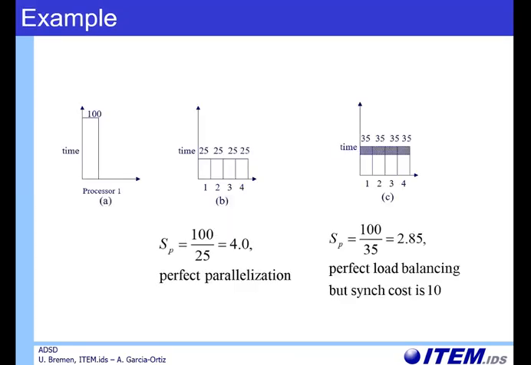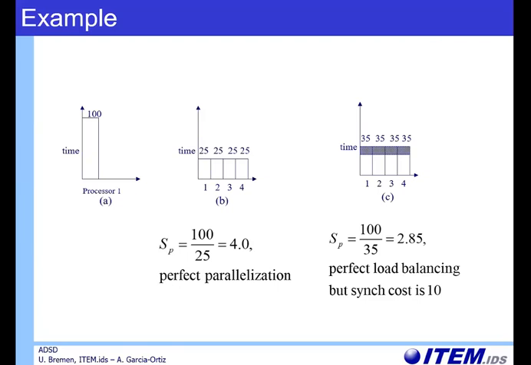You hope that you will get a speed up factor which is proportional to the number of processors. Here you have one example. We have one task that needs 100 units of time. Now we assume that we have four processors. So we hope that everyone will be done in 25 units of time, so that we get a perfect parallelization of a factor of four, equal to the number of processors that we have.